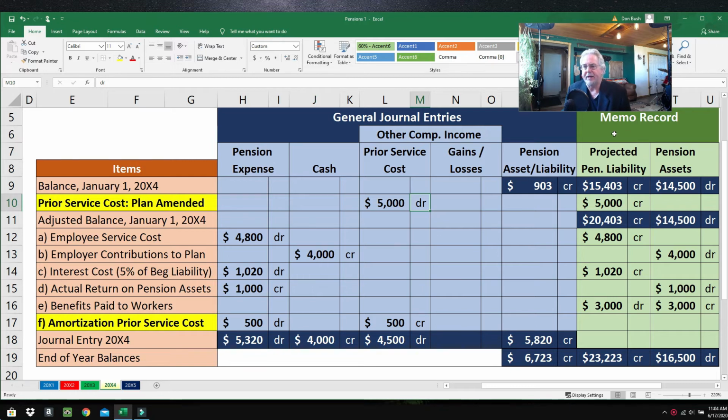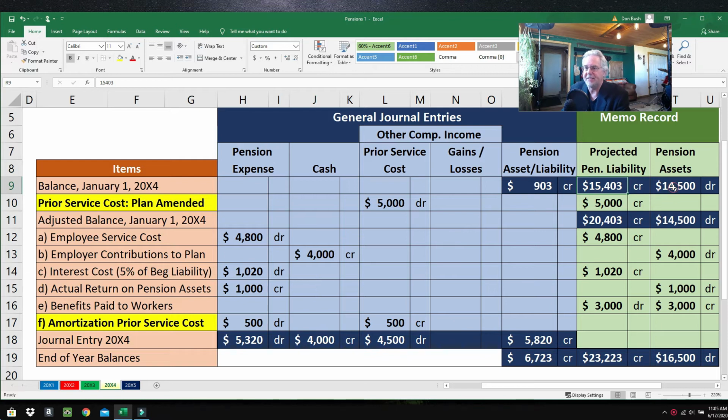Over here, we have a memo record. We have projected pension liability and pension assets, and this represents what is going on with a third party, the people in charge of safeguarding the pension assets, investing them, and paying out pension benefits to workers. So this is an independent third party. As I mentioned, this is not an official part of the accounting records, but simply a tool to help us figure out this journal entry right down here. So let's get started. Here we go on the balance, January 1st, 2004. We have over here the projected pension liability, $15,403 credit.